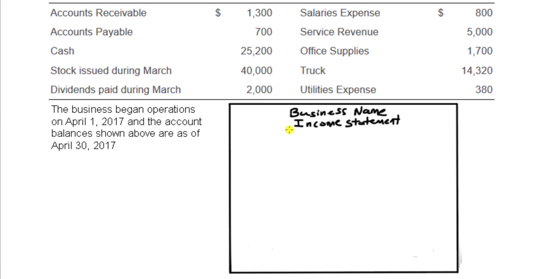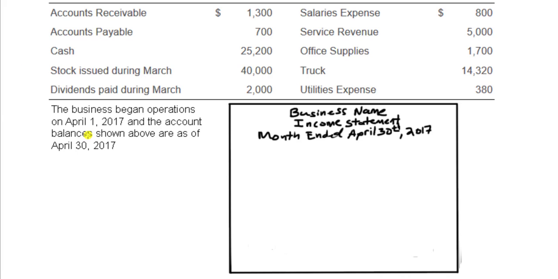So if you're talking about a month, like this is the month of April, you'll put month ended, and then the date that the month ended. If you're doing a quarter, maybe you'll put quarter ended or period ended or year ended December 31st, whatever year. So April 30th, 2017. This just lets the person know, okay, what business are you talking about? What financial statement is this? And what period are we looking at revenues and expenses?